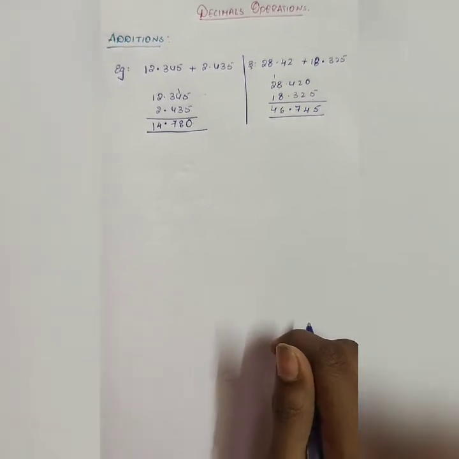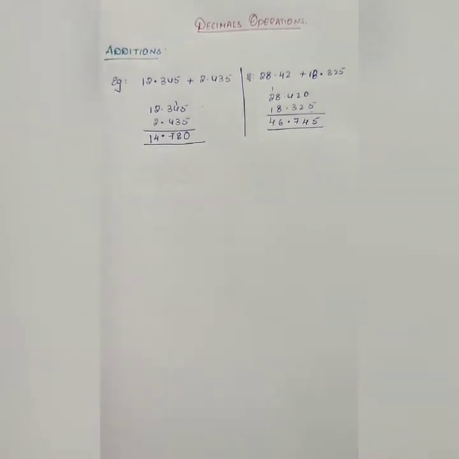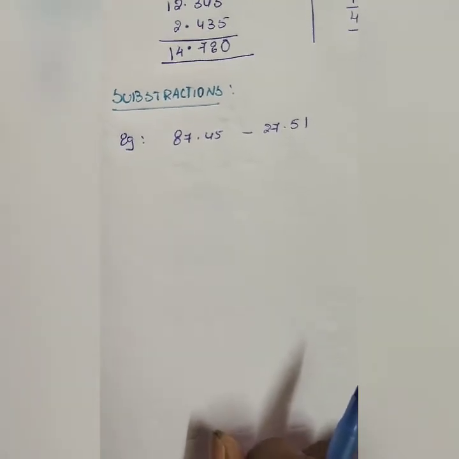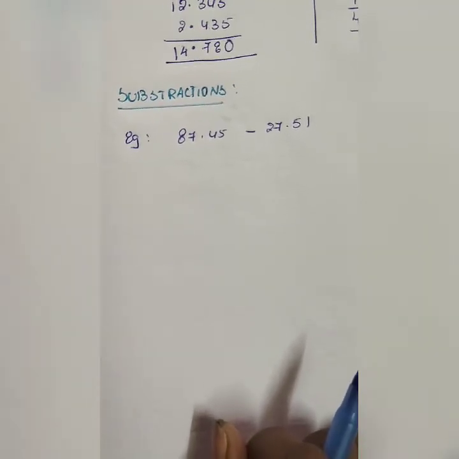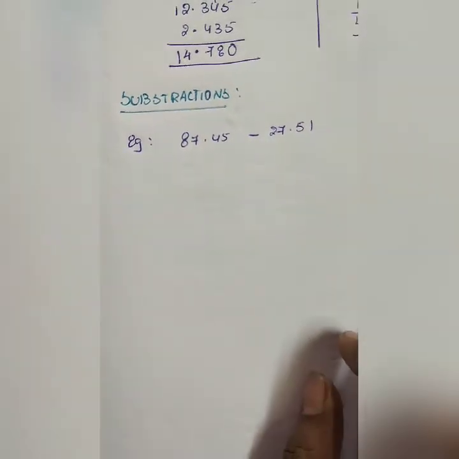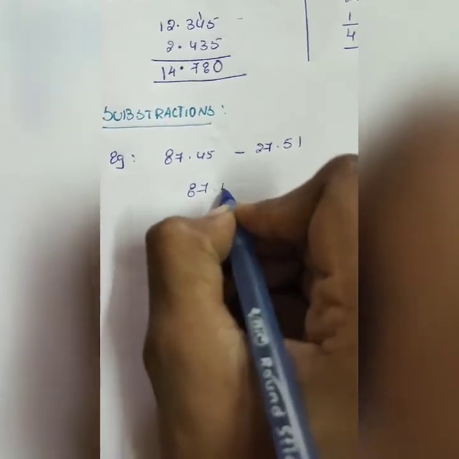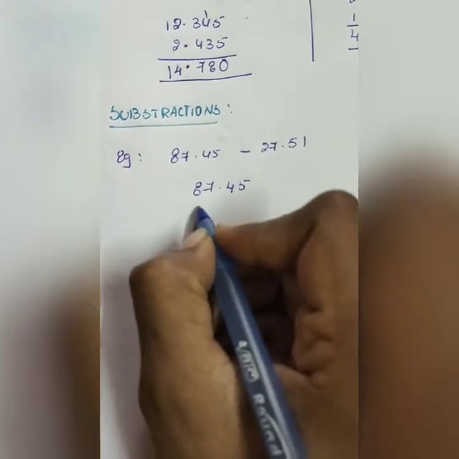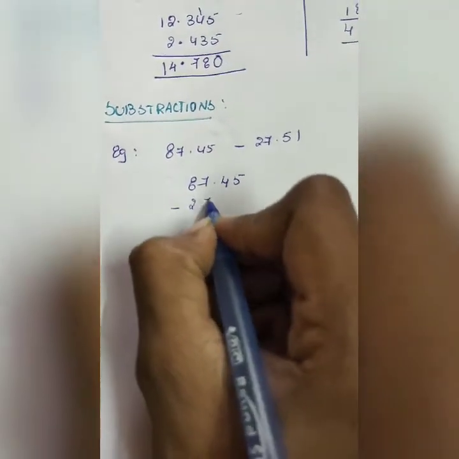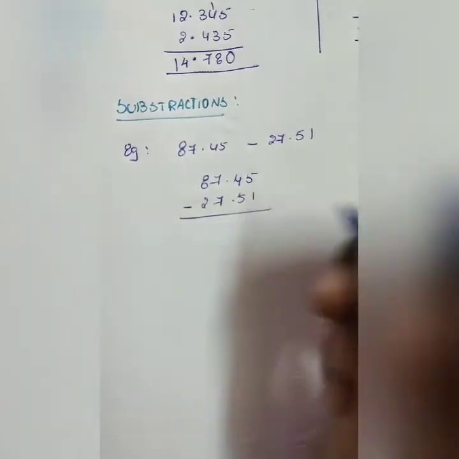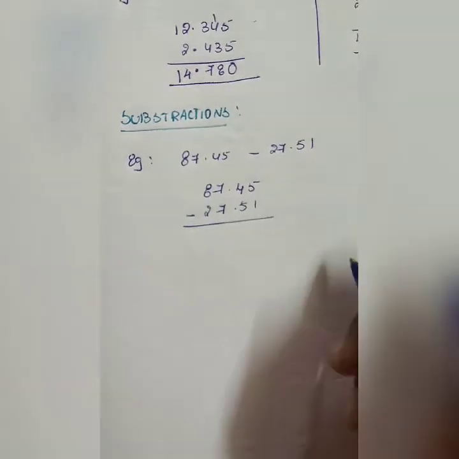Now we'll go with subtraction. For subtraction also you have to follow the same procedure which you follow for addition. Write down as per the place values. So I am writing 87.45 minus 27.51. Okay, do the normal subtraction.